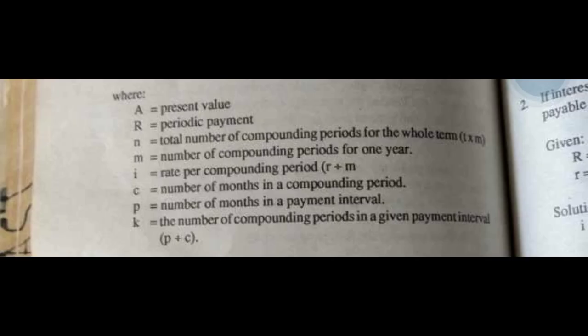General ordinary annuity. The first payment is made at the end of each payment interval. The notation is A, present value, R, periodic payment, N, total number of compounding periods of the whole term, M, number of compounding periods for 1 year, I, rate per compounding period, C, number of months in a compounding period, P, number of months in a payment interval, K, the number of compounding periods in a given payment interval.